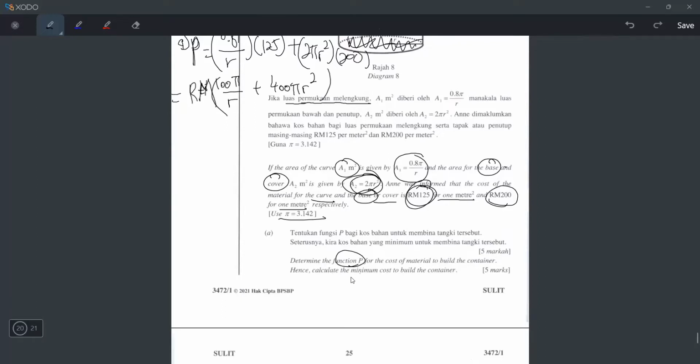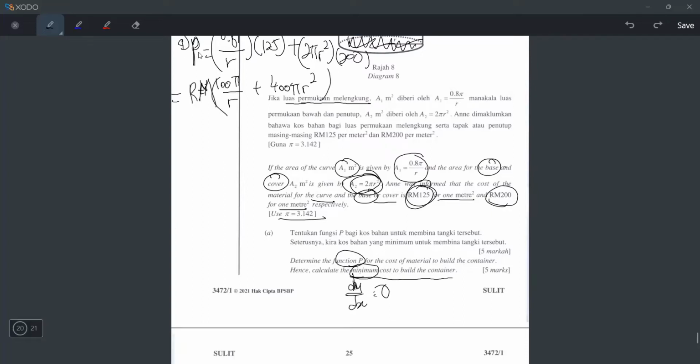And then they say calculate the minimum cost to build a container. The moment you see this word, minimum, you know you have to do what? Differentiate equals to 0 already. When you see the word minimum or maximum or turning point, you will differentiate equals to 0. But you don't write dy dx because it's not dy dx, it's dP dr, because it's P in terms of r. And also they say cost minimum.